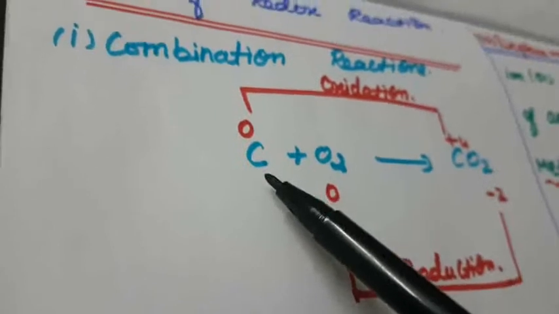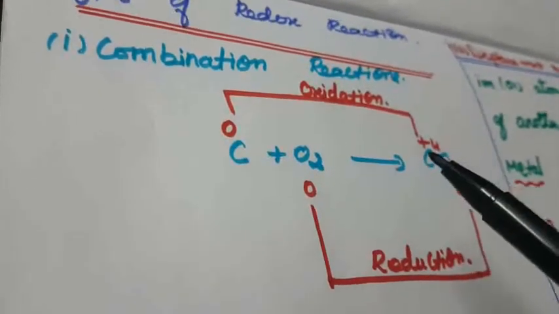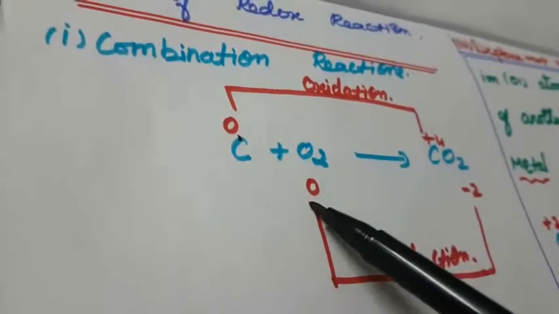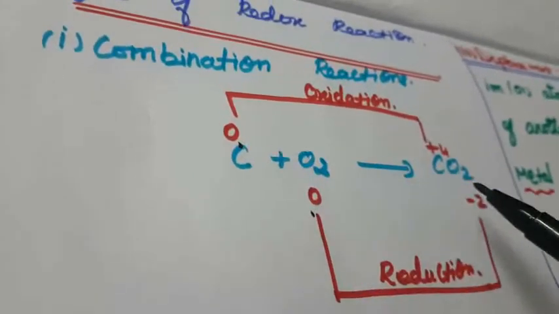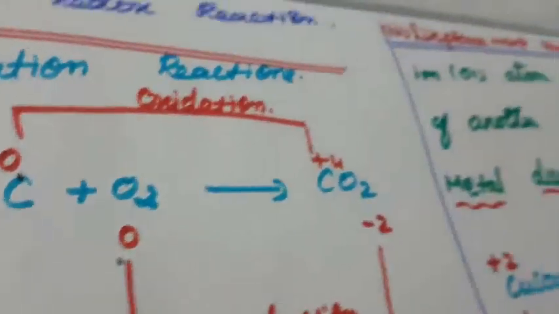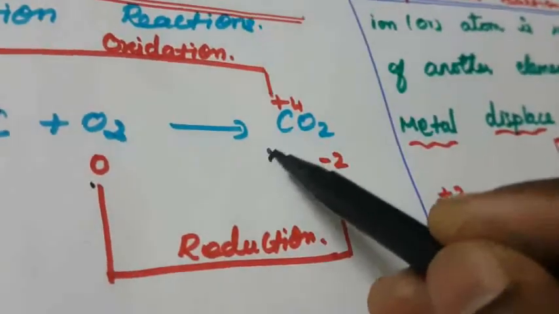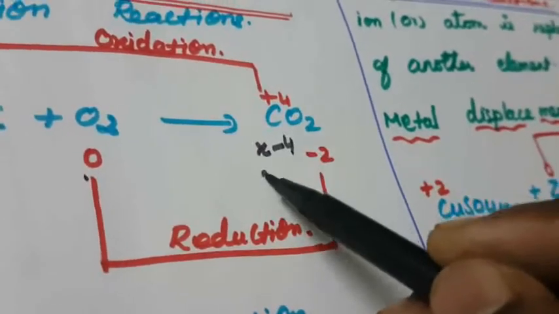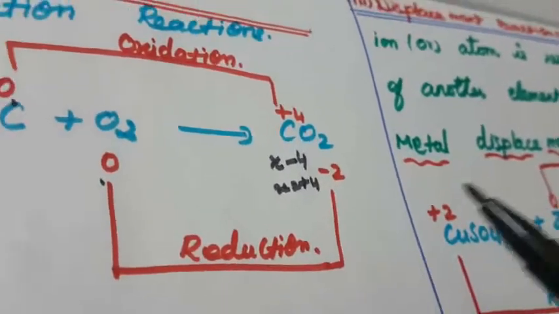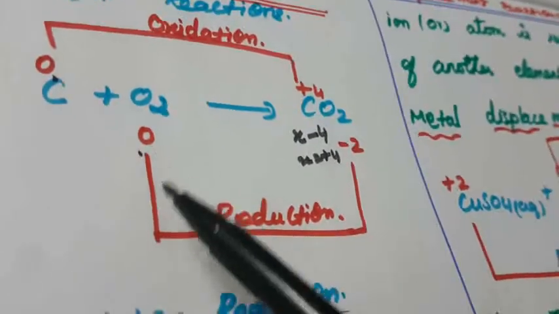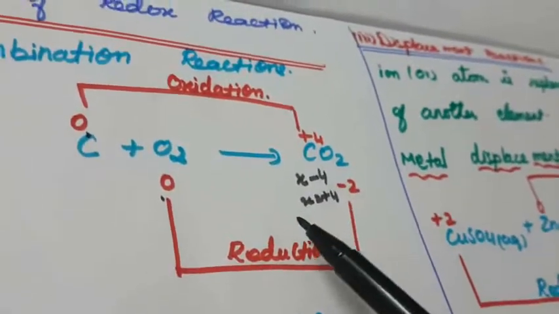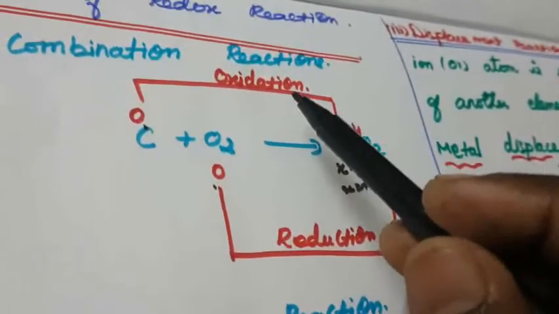Here we have carbon. For an element in its single form, the oxidation number is 0. First we see the oxidation number: carbon is 0 and oxygen is 0. The oxidation number increases here. What is the oxidation number of carbon in carbon dioxide? Carbon we assume X, minus 4, so X is equal to plus 4. Here oxygen is minus 2, changing from 0 to minus 2. Both oxidation and reduction take place in this same reaction, and that is called a combination reaction.